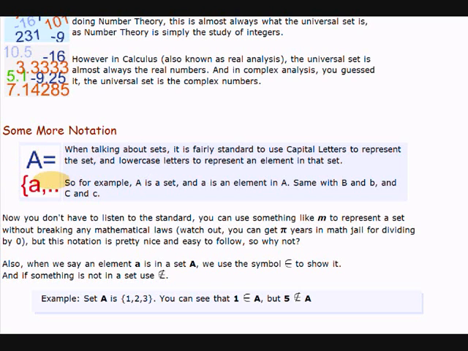Now you don't have to listen to the standard. Okay, let us get back to our topic. Okay, the real requirement, what we've been using this for.